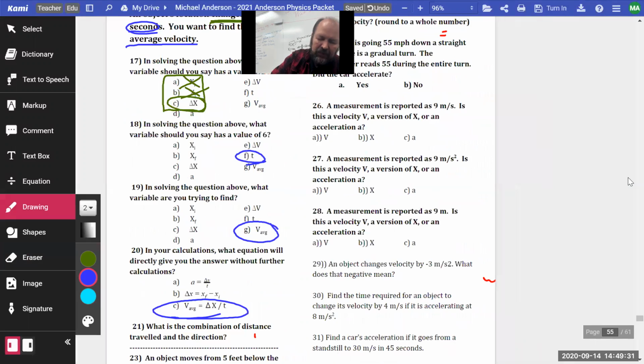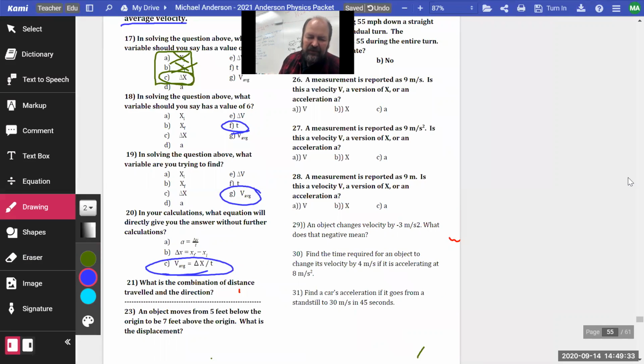Number 21. Number 21 is not related to the previous few questions. This is standing alone by itself. What do we call the combination of distance traveled and the direction? The fancy word for that is displacement.